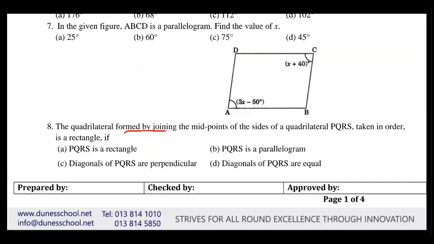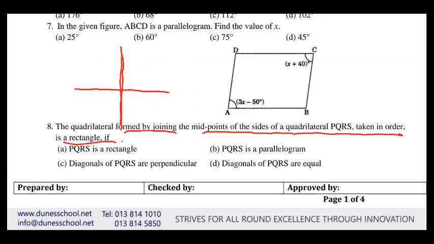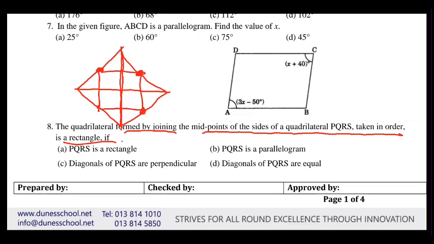The quadrilateral formed by joining the midpoints of the sides of the quadrilateral PQRS taken in order is a rectangle if diagonals of PQRS are perpendicular. This time we will draw diagonals, okay? Let's draw two diagonals and make them perpendicular. Then we will make a figure of that. And then we'll draw the midpoints, and then we'll draw this one. This is exactly a rectangle. Why is it so, beta? Can you please tell me why is it so?